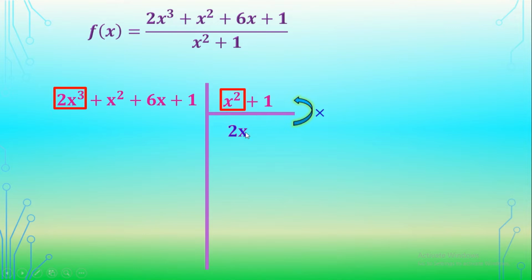After dividing, we should multiply. So we multiply the answer 2x by the divisor which is here x squared plus 1. Note that 2x times x squared gives us 2x cubed. Here plus times plus is plus, 2x times 1 is 2x. Now after multiplying, we need to subtract our answer. Note that 2x cubed minus 2x cubed is 0. We can write it or not. It does not affect. X squared, here we don't have x squared to subtract.